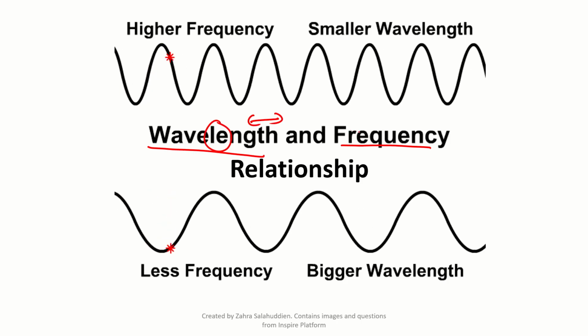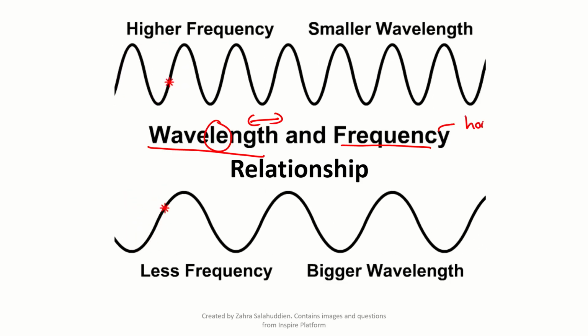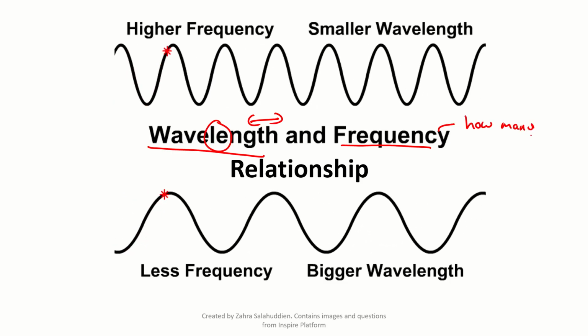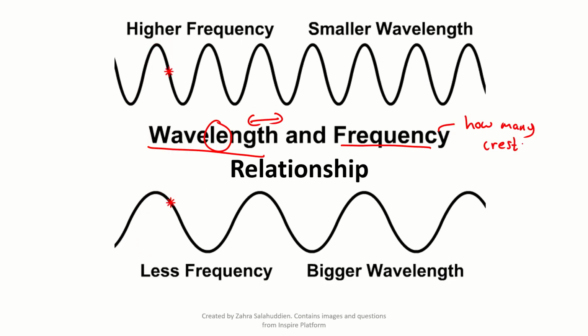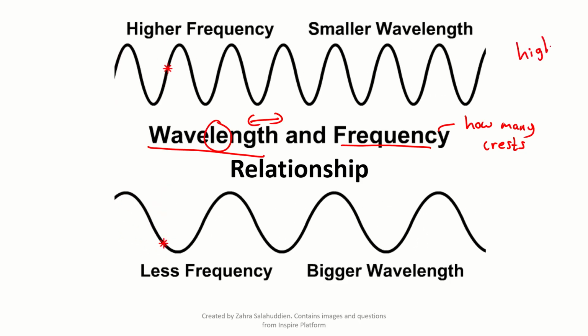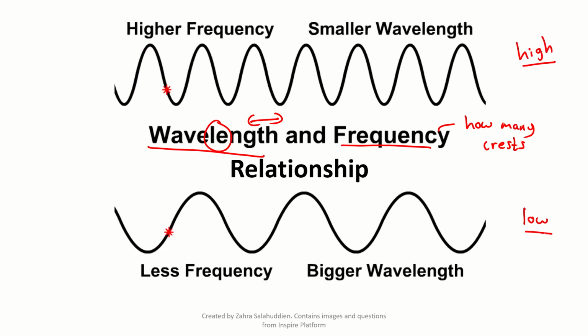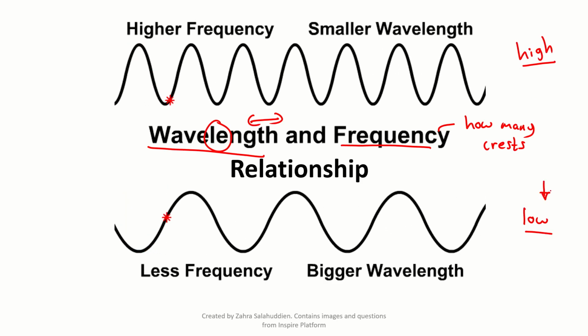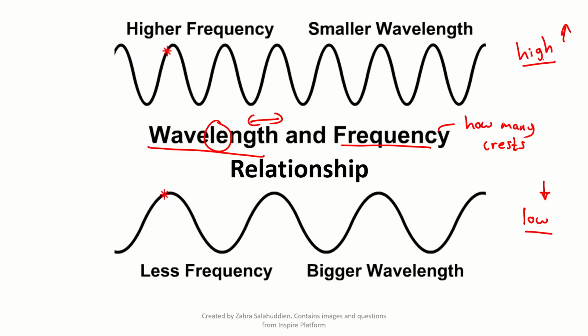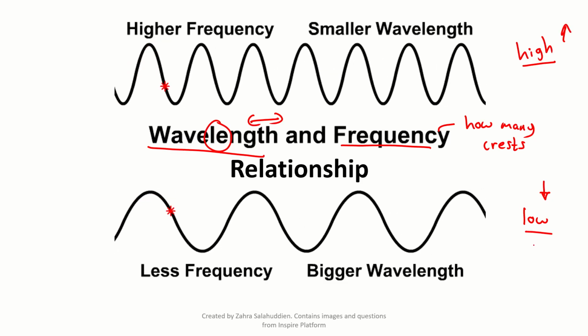Now let's learn this word, frequency. Frequency means how many crests. So frequency can be high, it can be many, or it can be low. It can be less. Low means less, high means more. Okay, so you should know the words high, more, low, less.